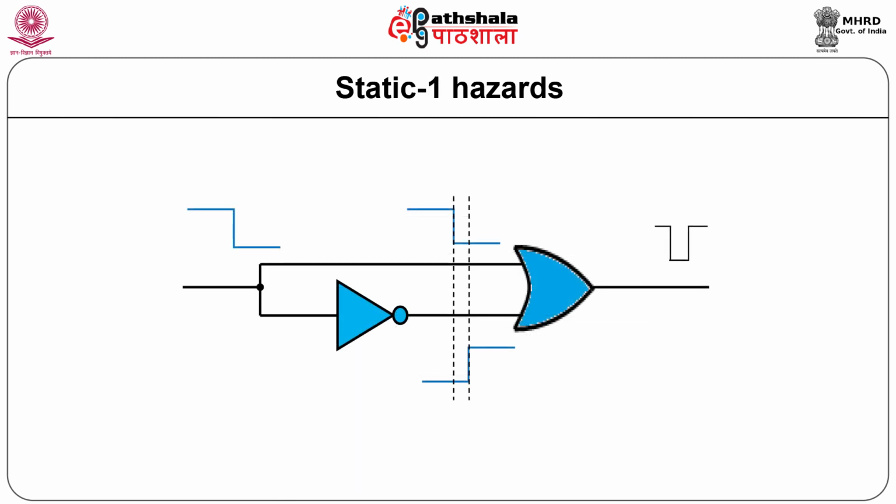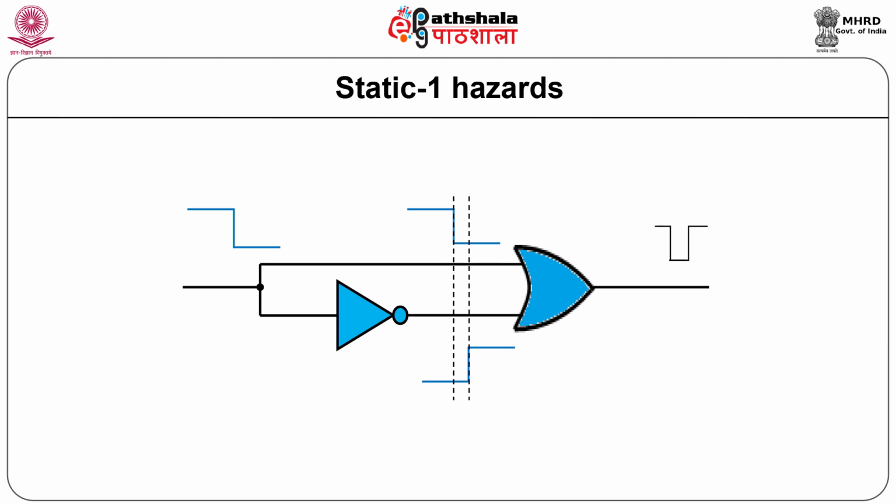Let us consider a simple circuit to demonstrate the static 1 hazard. This circuit consists of an OR gate and a NOT gate. The input signal is applied directly to one of the inputs of the OR gate, and the other input of the OR gate is obtained through the inverter, that is NOT gate. As the NOT gate is present at one of the inputs of the OR gate, the signal at the input is delayed by one NOT gate delay time.